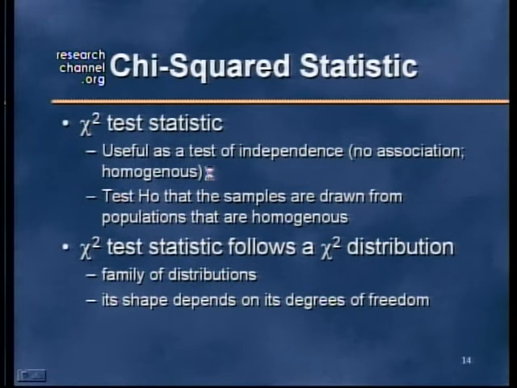Another way of saying it is that the two groups, the two treatment groups, are the same or homogeneous with respect to treatment response. So we can use this test statistic, which follows a Chi-Square distribution. It's another distribution. It's not bell-shaped like the normal or the T, but it is a distribution that depends on the degrees of freedom. So how would we calculate the test statistic based on this data?